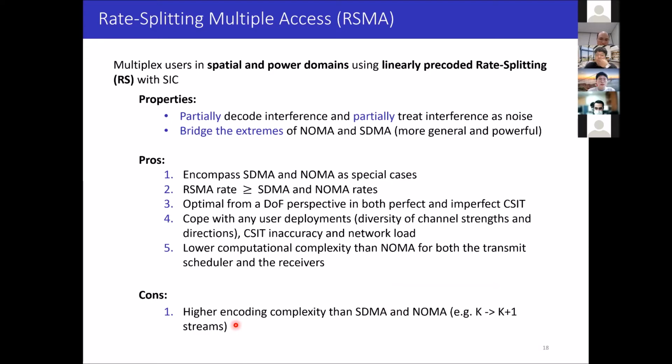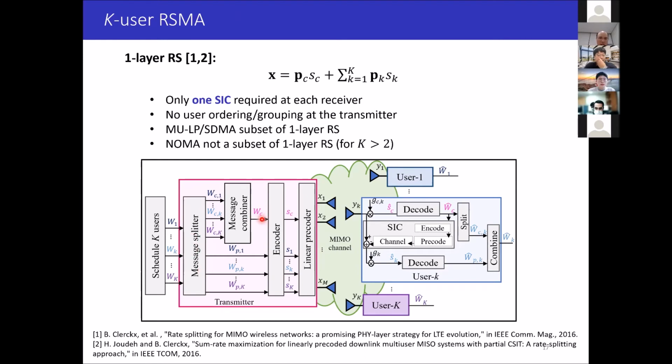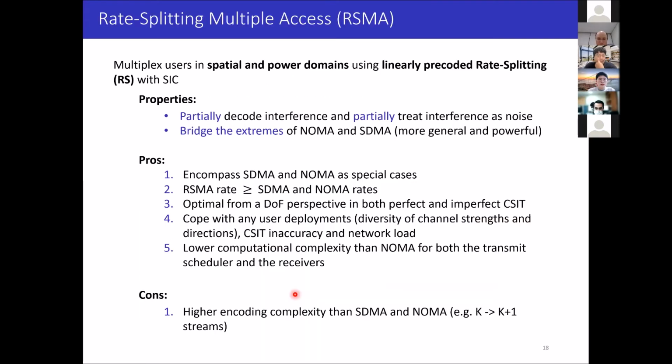And the drawback is that you have a higher encoding complexity. In this architecture here, instead of encoding K messages into K streams, as you would do in SDMA, for instance, now you have to encode this into K+1 streams, so you have one more stream to encode. That could lead to a slightly higher encoding complexity.